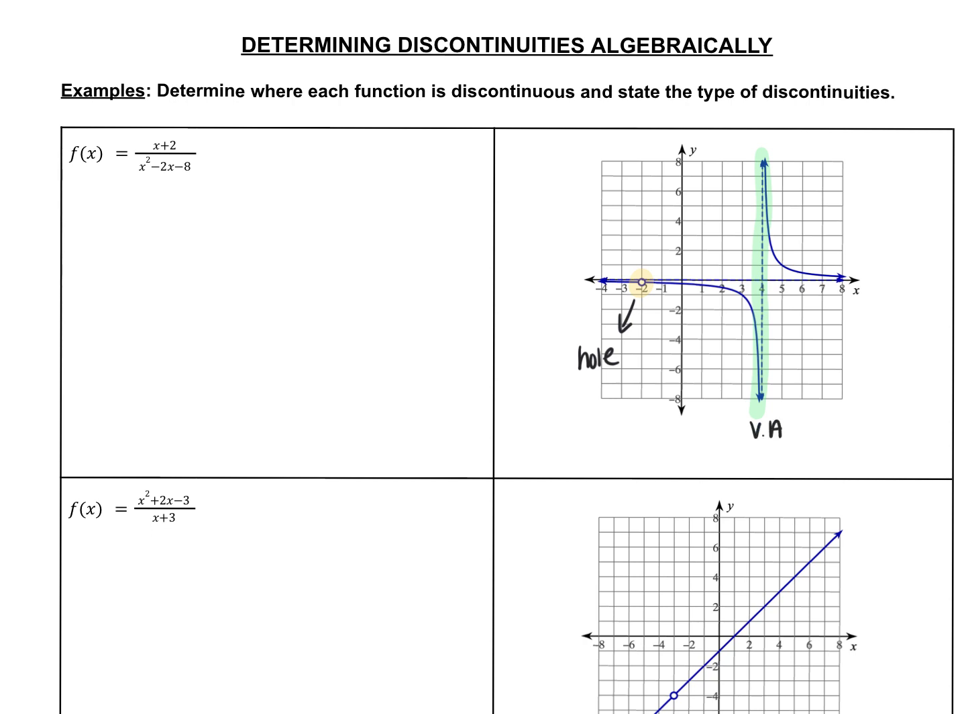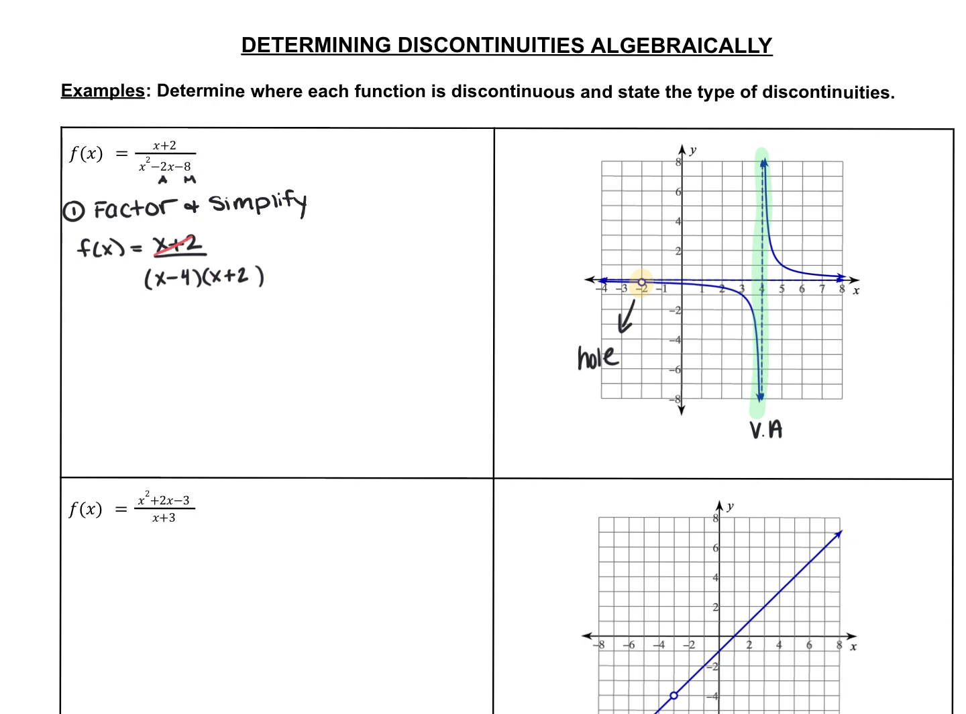Well, it's very simple. The first thing you would do is factor. So the numerator we can't factor, we leave that as x plus 2. And the denominator we can factor: what numbers add to negative 2 and multiply to negative 8? That answer is x minus 4 and x plus 2. Now what you notice when you factor is that these x plus 2's are going to cancel. So maybe we should change step 1 to say factor and simplify.